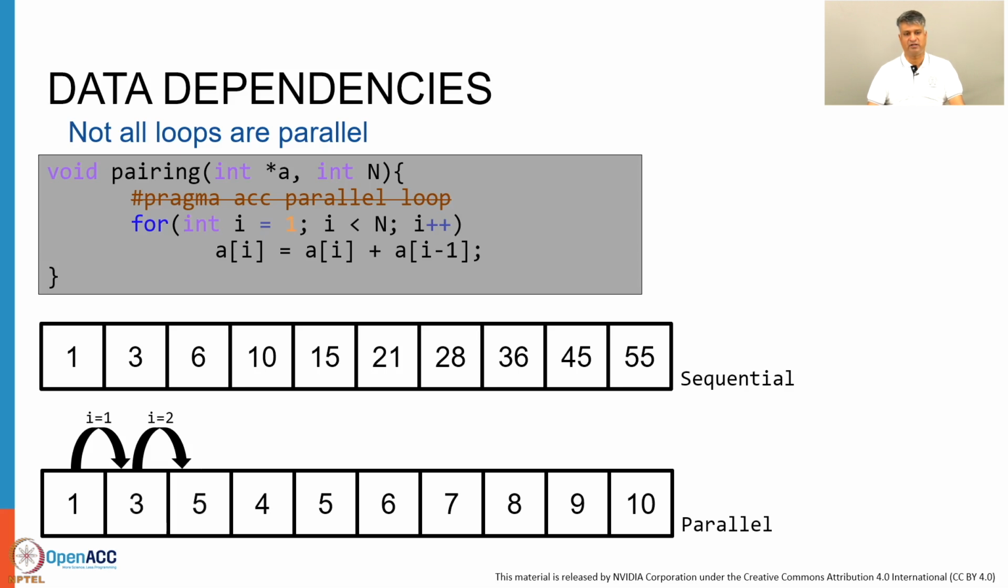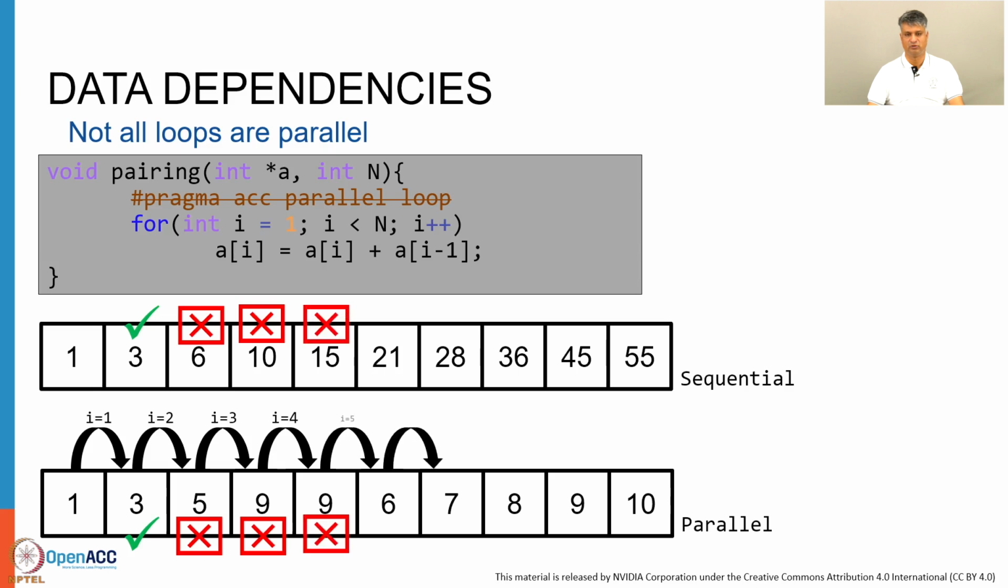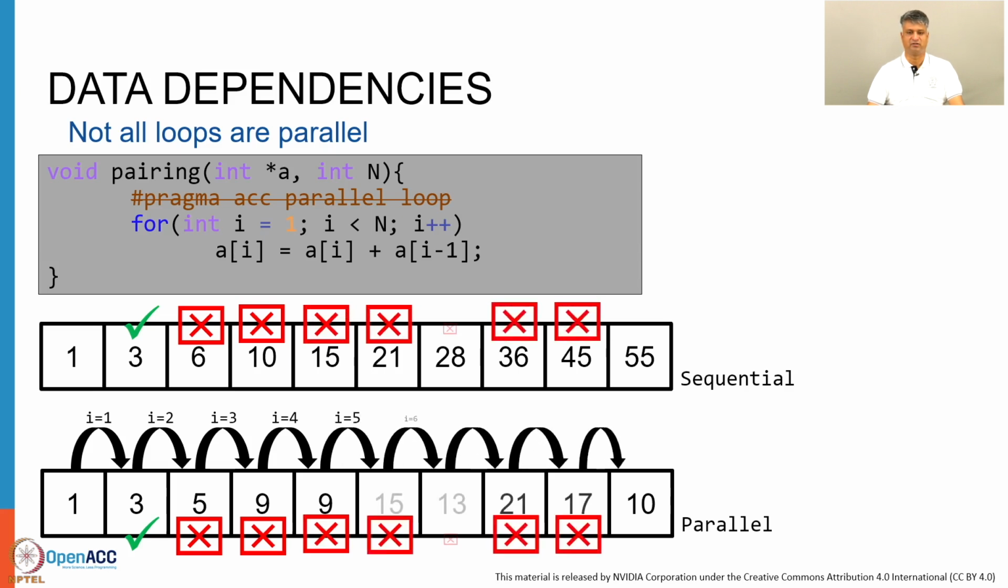iteration i equal to 1 will get it correct, the answer 3, but because we do not have the updated value of i equal to 2, you're going to get a wrong answer for the third entry in the parallel array. Similarly, from there on in, you're going to keep getting wrong answers because you have had wrong inputs now. So you would end up with only one correct result and the rest of it is going to be wrong.